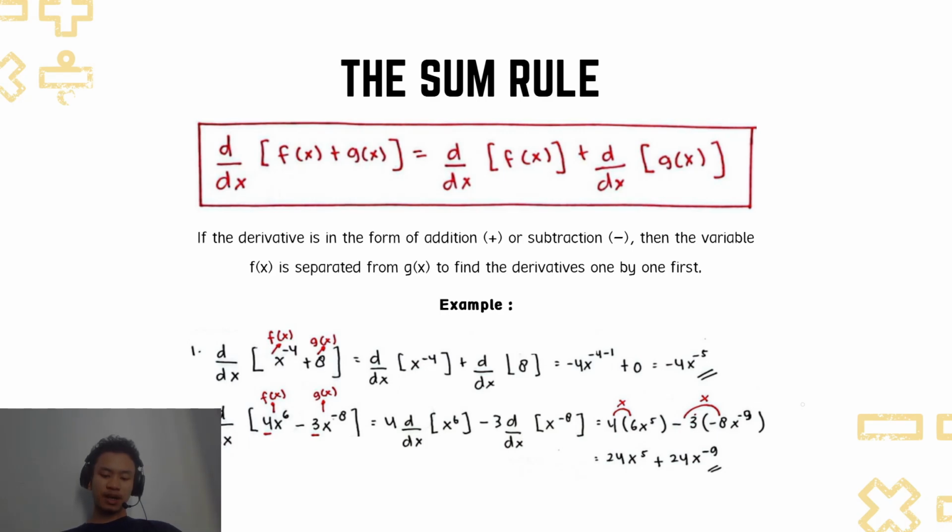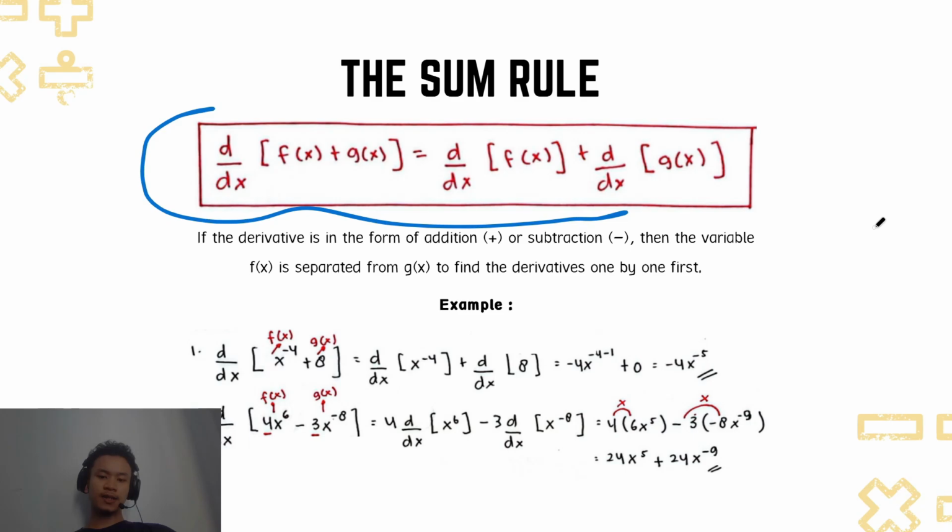Okay, moving on to the sum rule. If your function involves terms being added or subtracted, like f(x) plus or minus g(x), you can find the derivative of each term separately and then add or subtract their results. This makes complex expressions much easier to handle. The formula is this.